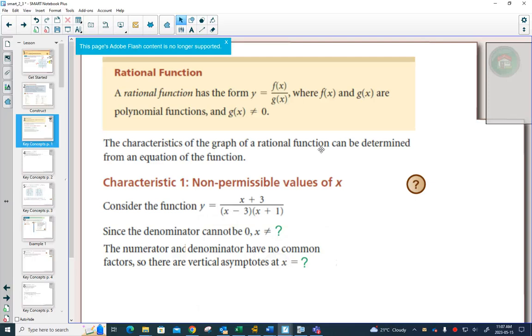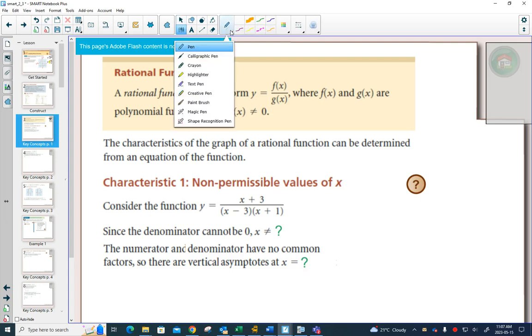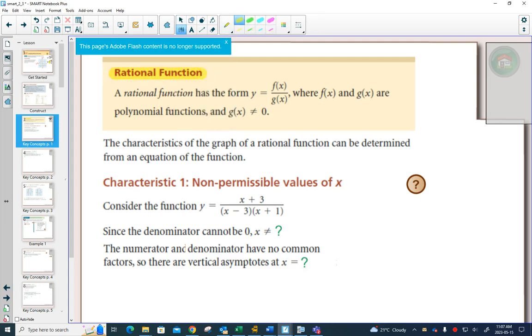We are going to get formally introduced to a rational function. A rational function is when you have a polynomial on the top and a polynomial on the bottom. And we are going to formally look at the characteristics of rational functions and how they're going to help us graph. We informally saw these characteristics when we did 2.2 and saw the different groups.